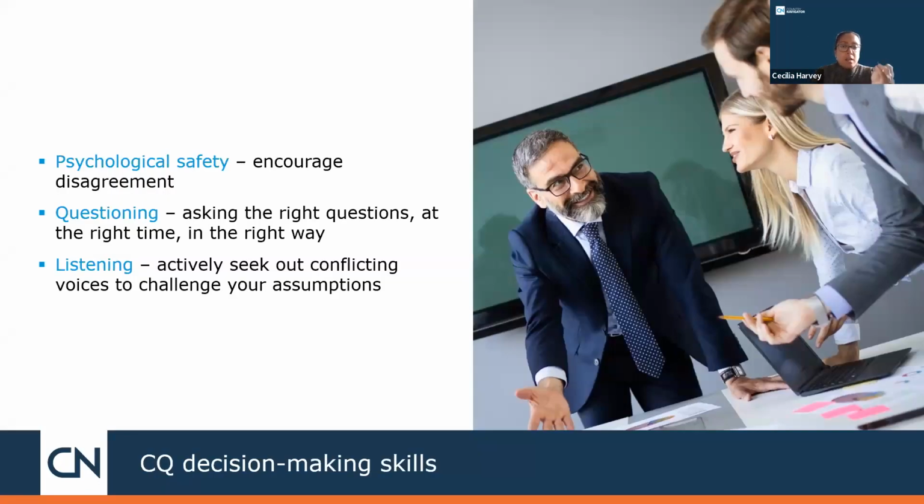I think key cultural intelligence decision-making skills are psychological safety, and I've just linked into that, to encourage disagreement. One of you said to instill doubts, create a little bit of uncertainty, but also disagreements, and create a situation where not everyone is necessarily saying yes, but allowing for that and making sure that people feel safe in doing that without fear of reprimand or anything negative.